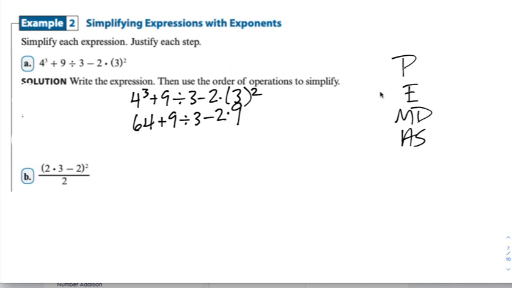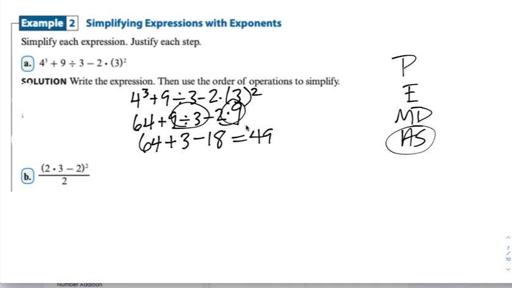Next thing I'm going to do is go around and see if there's any multiplication or division, and there is. Right here and right here. I take care of it from left to right. Notice I'm rewriting my 64 again. 9 divided by 3 is 3. And then I'm going to do 2 times 9, which is 18. Finally, I'm going to do addition and subtraction from left to right. So 64 plus 3 is 67. And then I'm going to subtract 18. And that's going to give me 49. Check my math. Sometimes I'm wrong, but I think that one was okay.